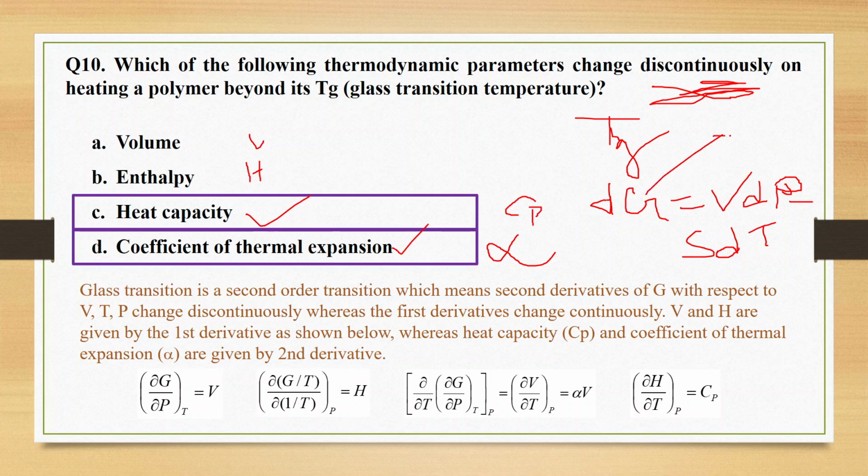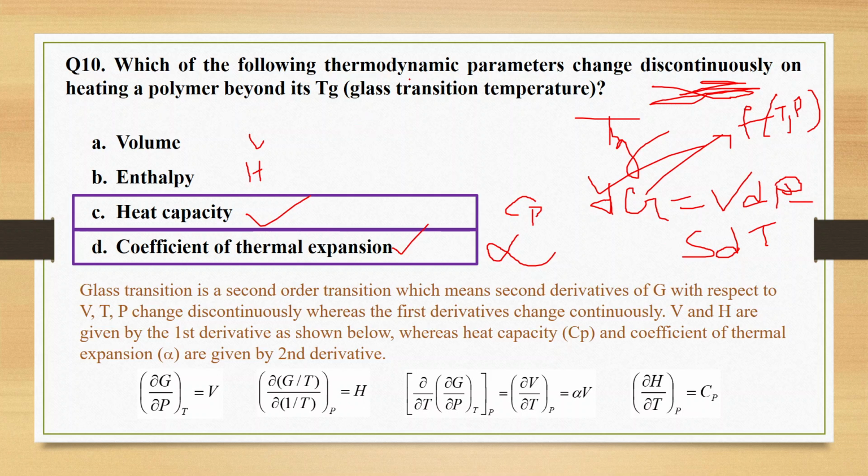So we all know that G, or Gibbs free energy, is actually a function of temperature and pressure. And we also know this thermodynamic equation, that dG is equal to VdP minus SdT. So what does this first order derivative mean? G is a function of temperature and pressure.